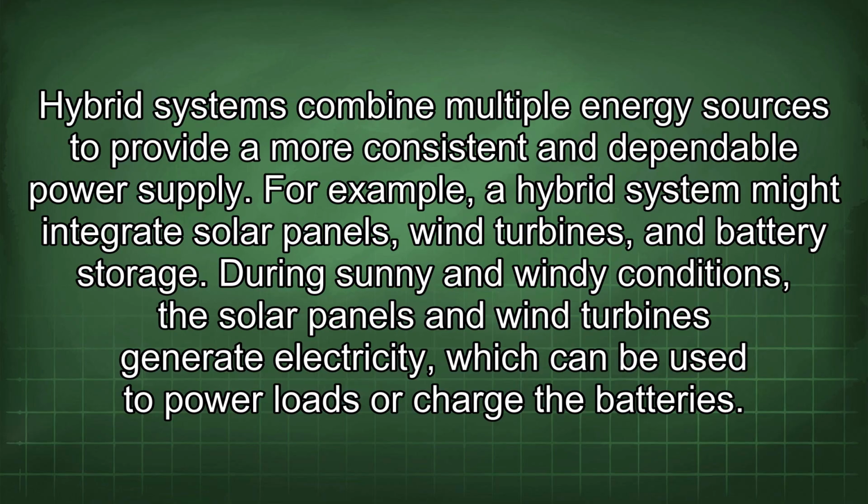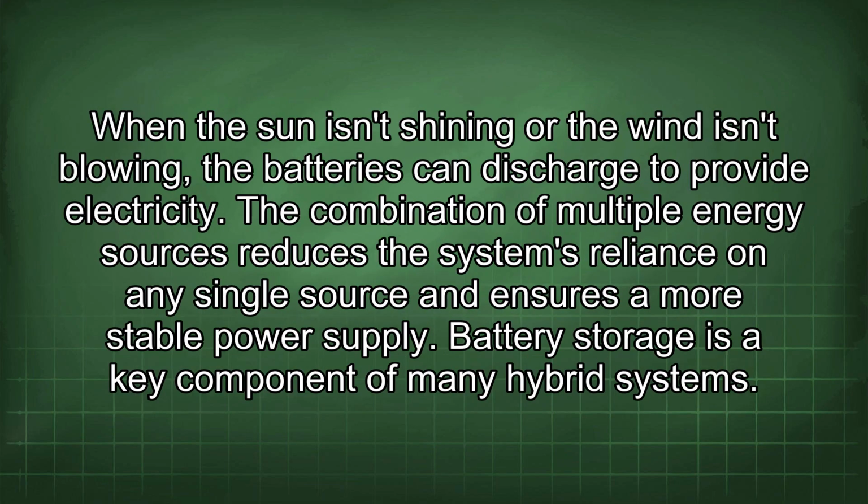Hybrid systems combine multiple energy sources to provide a more consistent and dependable power supply. For example, a hybrid system might integrate solar panels, wind turbines, and battery storage. During sunny and windy conditions, the solar panels and wind turbines generate electricity, which can be used to power loads or charge the batteries. When the sun isn't shining or the wind isn't blowing, the batteries can discharge to provide electricity. The combination of multiple energy sources reduces the system's reliance on any single source and ensures a more stable power supply.